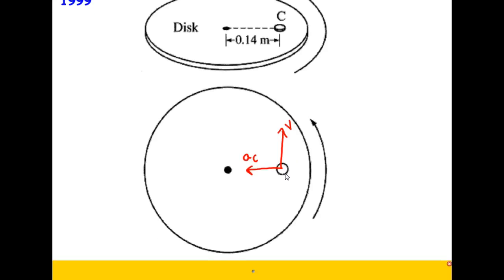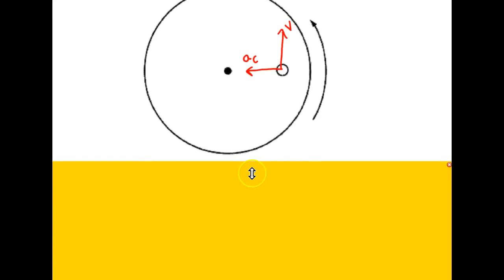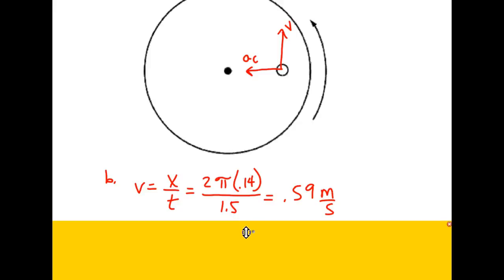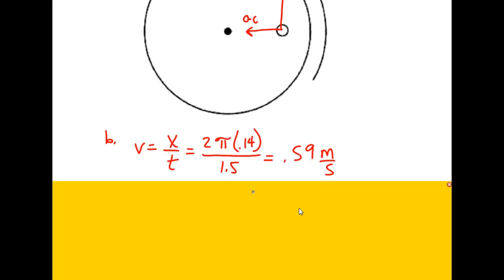B wants the linear speed of the coin. Well, you've been down this path before. V equals x over t. The distance traveled or displacement is the circumference once around the circle, 2 pi r. So in this case 2 pi and the radius is 0.14. And the period of revolution, the amount of time it takes to get all the way around, is 1.5 seconds. Do your calculation and you should have gotten 0.59 meters per second.